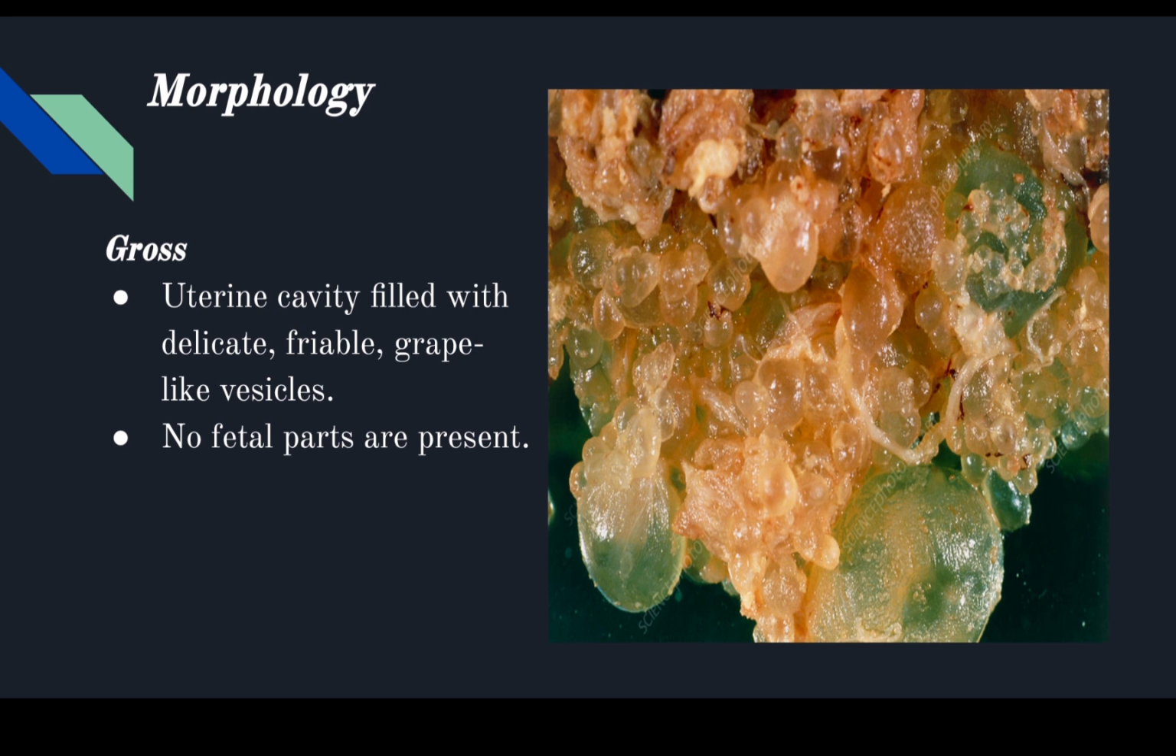Then we come to the morphology of complete hydatidiform mole. First, let us discuss the gross. In gross, the uterine cavity is filled with delicate, fragile, grape-like vesicles. You can see in the diagram the grape-like vesicles present in the uterine cavity, and there are no fetal parts because there is no maternal content. The fetus formation is not well developed.